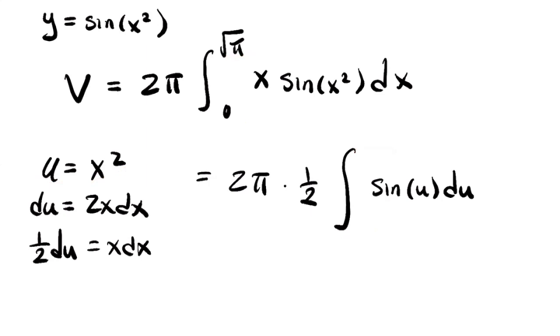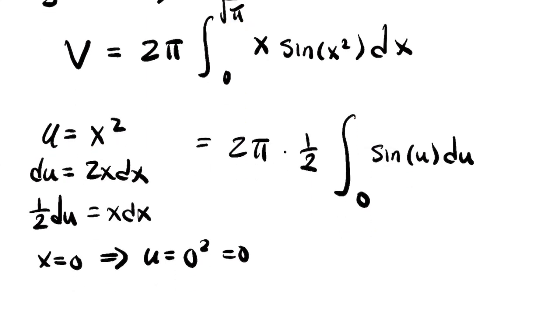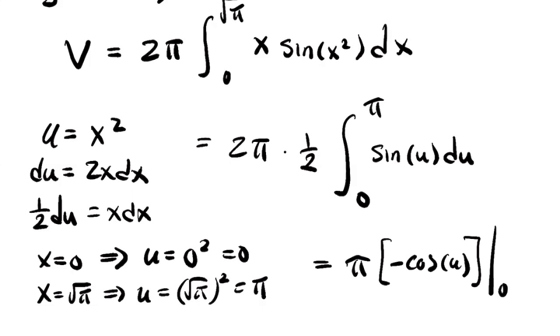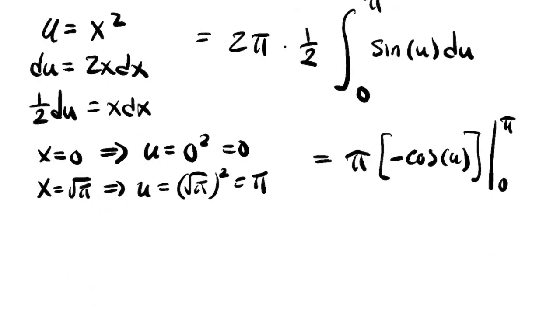But this equation converts x's to u's, so let's just use it. If x is equal to 0, well then u is 0 squared, that's also 0. If x is root pi, well then u is root pi squared, that's just pi. Okay, so there's our new limits of integration. 2 times 1/2 is 1. Antiderivative of sine, I've got to be careful here. I want an antiderivative of sine. That's the opposite of cosine. And we need to evaluate that from 0 to pi.